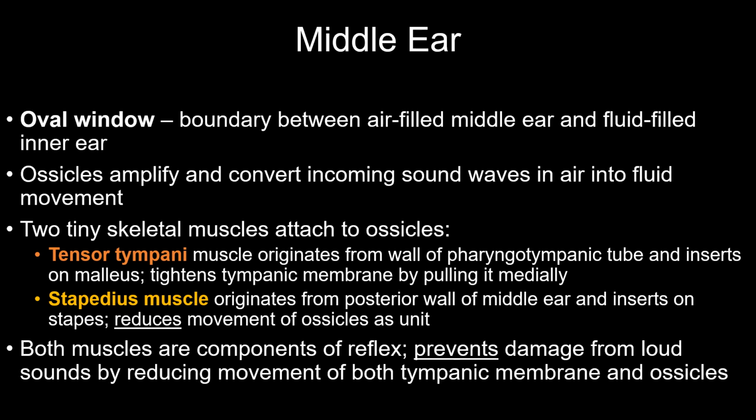And I do want to mention that the stapes is connected to another structure in the middle ear called the oval window. And this is actually what's going to form that medial boundary of the middle ear. This oval window is essentially the boundary between the air-filled middle ear and the fluid-filled inner ear. And the vibrations of the stapes then get transferred through this oval window to produce vibrations in the fluid-filled inner ear.